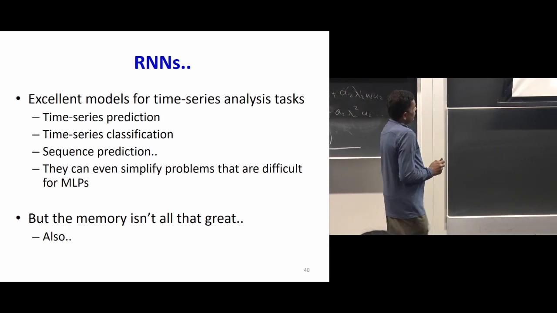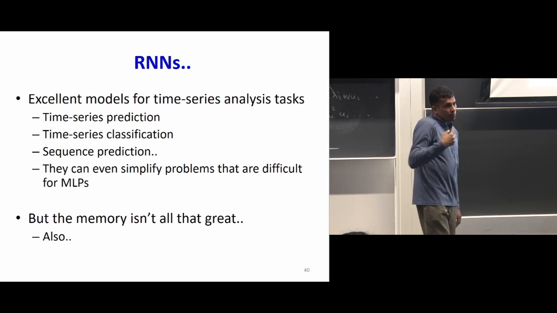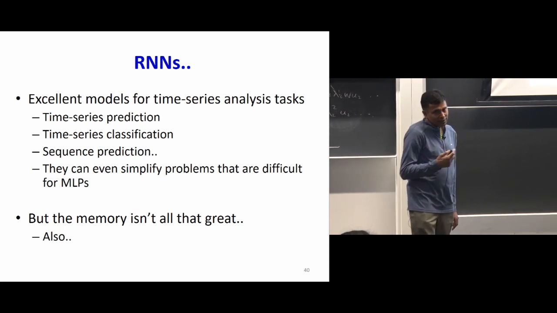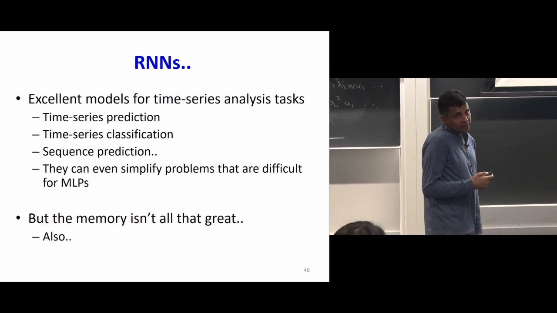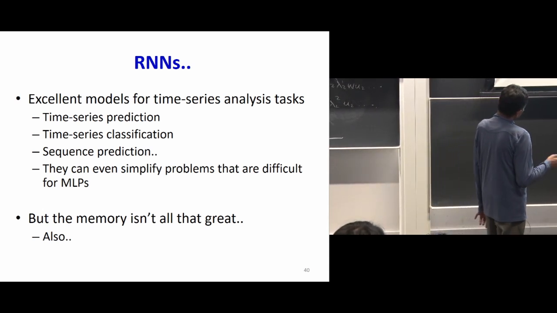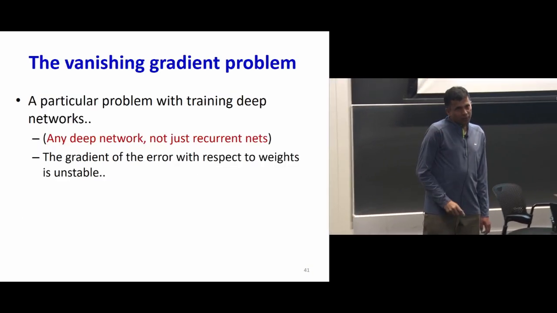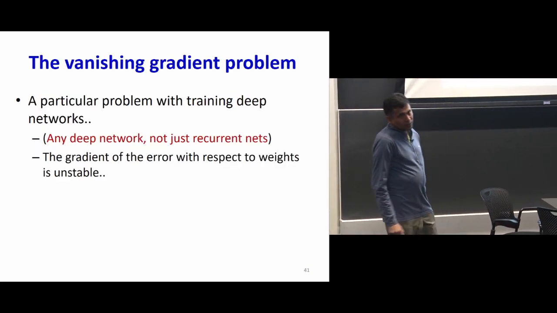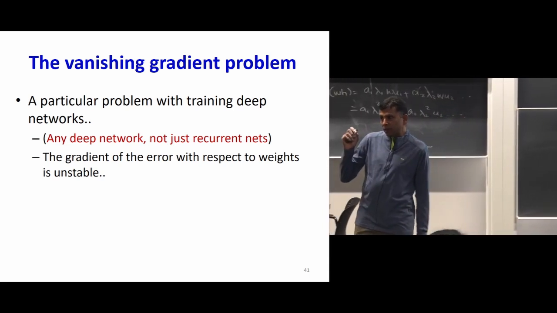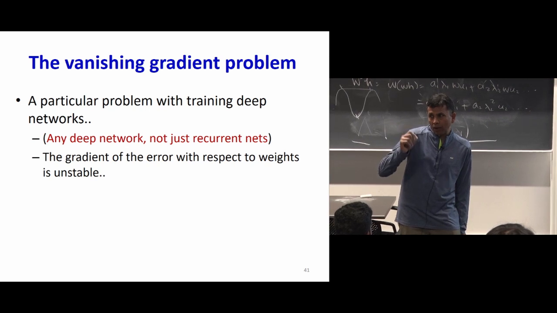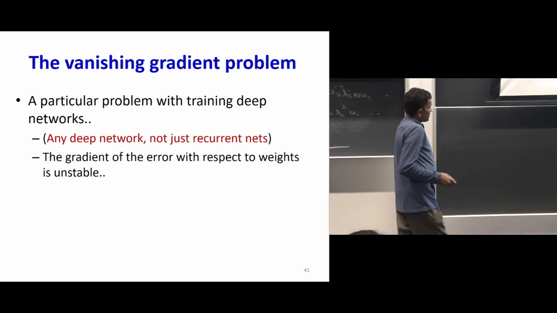Right? So just summarizing everything that we've done so far, they're excellent models for time series analysis tasks: prediction, classification, sequence prediction. They can even simplify problems that are difficult for MLPs, but the memory isn't all that great. And then you have another problem, which is the problem of vanishing gradients, which is not specific to recurrent networks, but happens for all deep networks, not just recurrent ones.